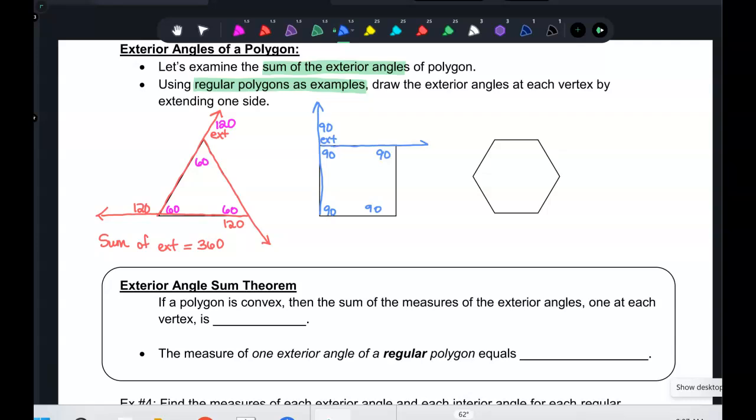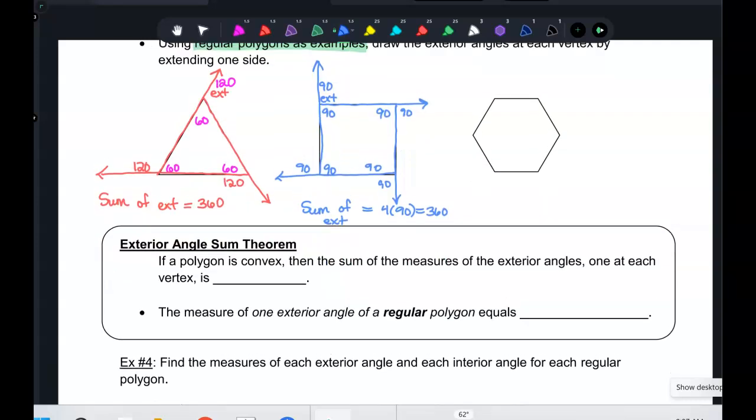Then if I extend this side, this will be 90. Extend this side, this will be 90. So now my sum of the exterior angles is 4 times 90, which is also 360. So even though I added an extra side, the exterior angles still added up to 360.